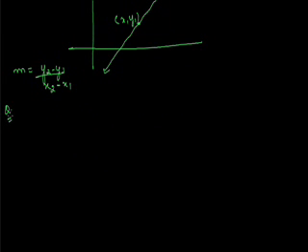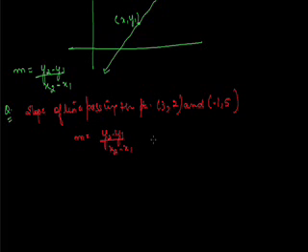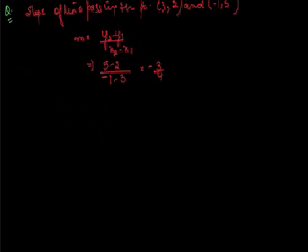Now question based on it, if I have to find the slope of a line passing through points 3, 2 and minus 1, 5. How will I find it? Again, looking to the formula, m is equals to y2 minus y1 upon x2 minus x1. Here, this is x1, this is y1, this is x2, this is y2. Putting in the formula, I'll be getting 5 minus 2 upon minus 1 minus 3 is equals to minus 3 by 4.